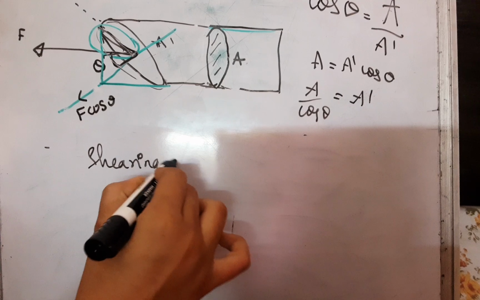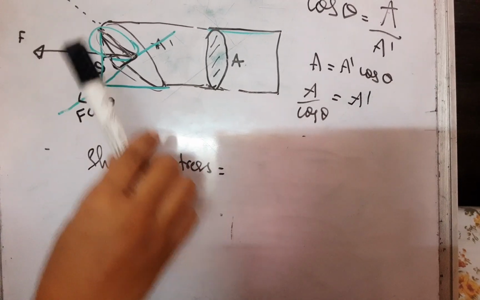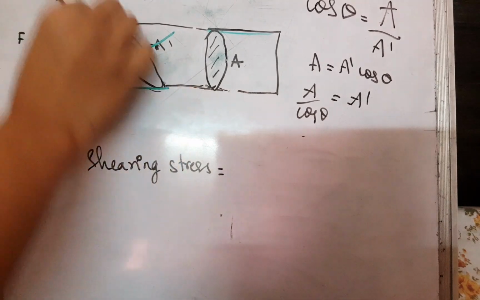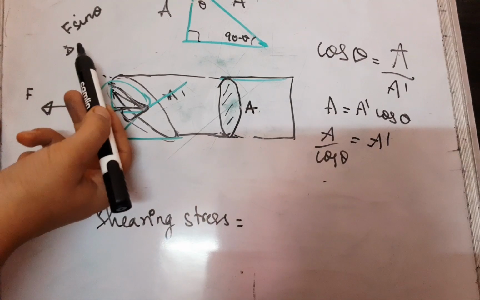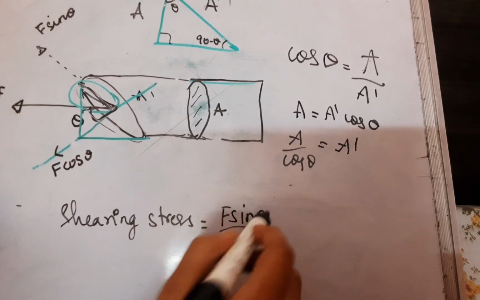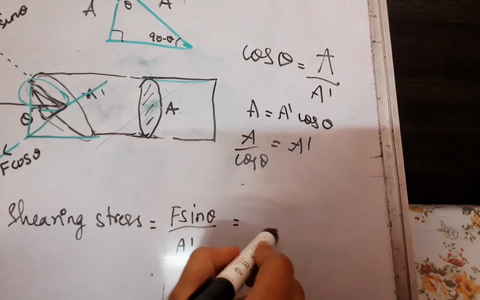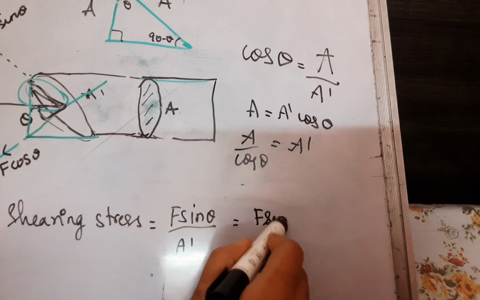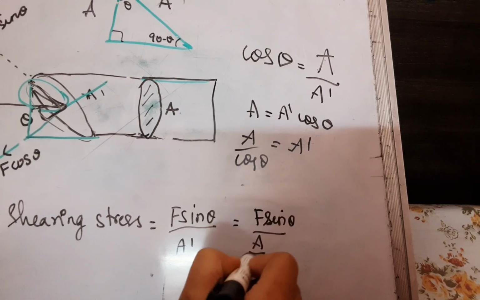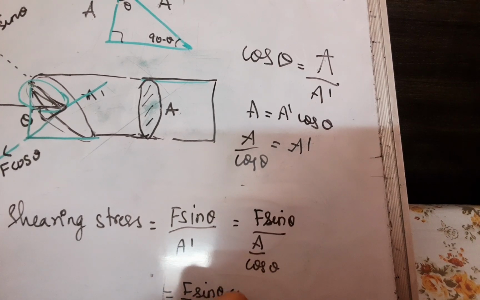For shearing stress, we should consider tangential force. This is your area. So what is the tangential force? F sin theta, no? F sin theta divided upon area. What is area? A dash. So F sin theta upon A dash. Again A dash you can write as A upon cos theta. So what it will become? F divided by A, sin theta into cos theta.